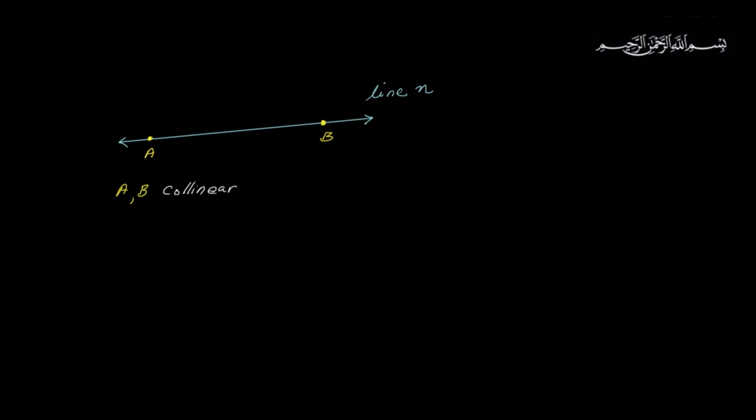Now, if I have a point over here, let's say point P, we say P, A, and B are not collinear. I mean, they are not on the same line. So A and P and B are not collinear.